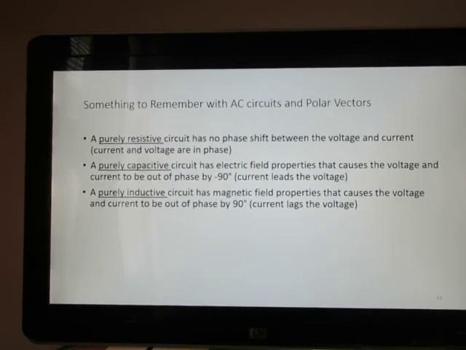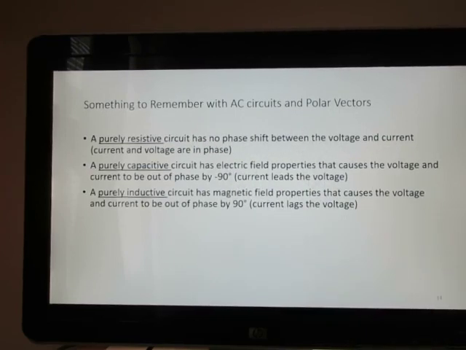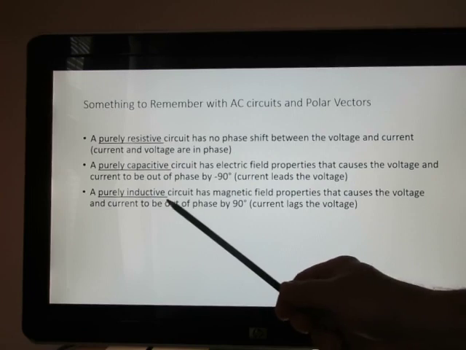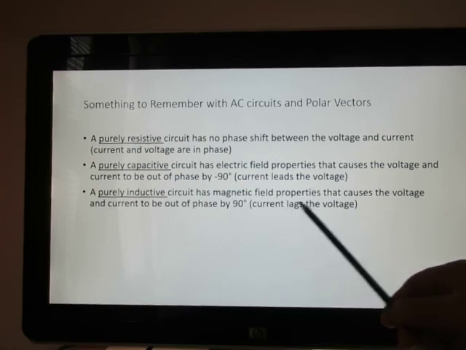Something to remember with AC circuits of polar coordinates. A purely resistive circuit has no phase shift between the voltage and the current. The current and the voltage are in phase. A purely capacitive circuit or load has electric field properties that cause the voltage and current to be out of phase by 90 degrees, and it's minus 90. The current leads the voltage. A purely inductive circuit has a magnetic field property that causes the voltage and current to be out of phase by 90 degrees, positive 90, and the current lags the voltage.